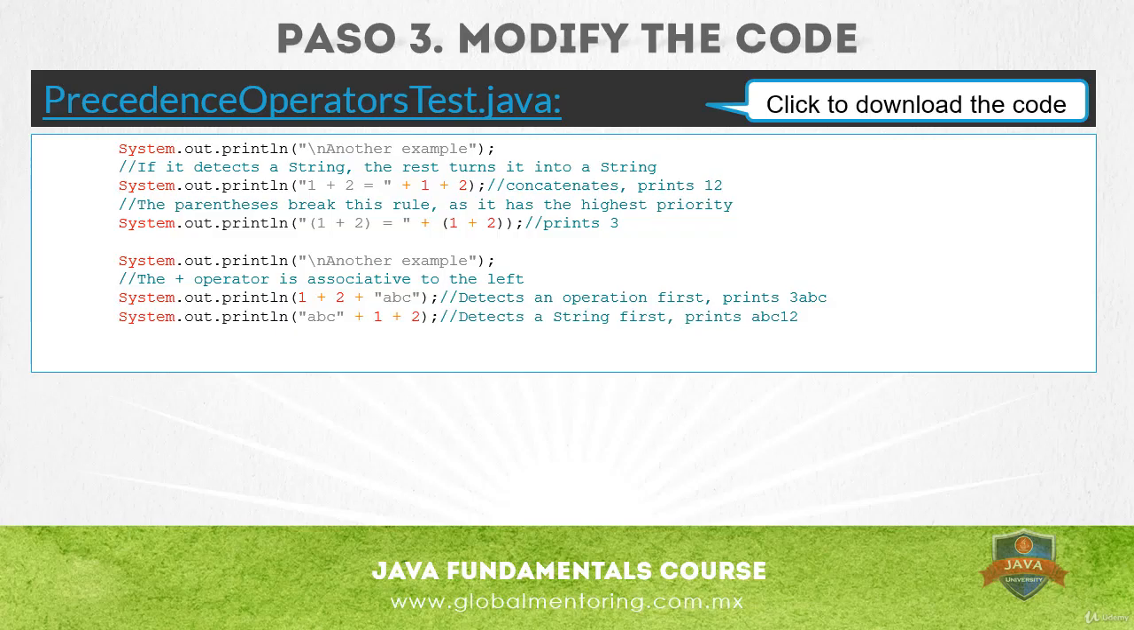But if we change the order, we can see ABC, after that 1 plus 2, but in this case it detects a string first. So it prints ABC and the addition is not executed, but a concatenation: ABC, 1 concatenated with 2. So these are the precedence of operators that we are putting into practice.